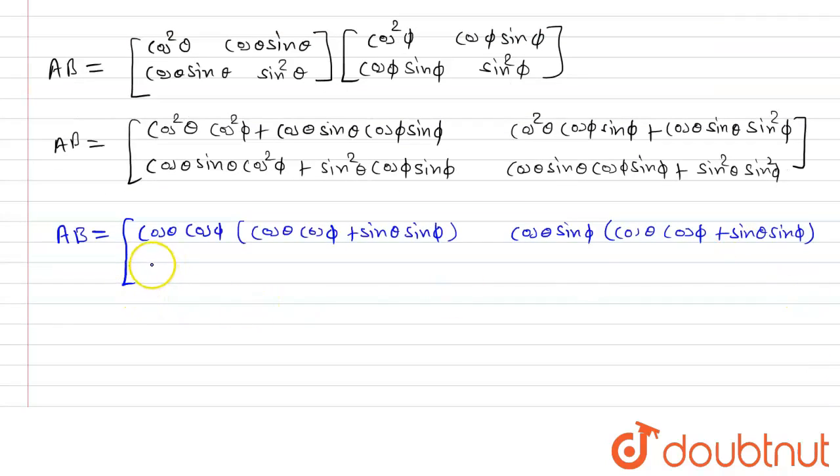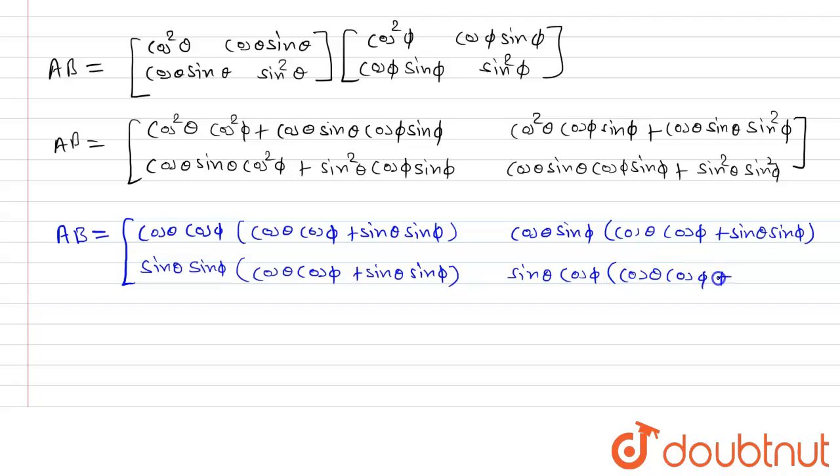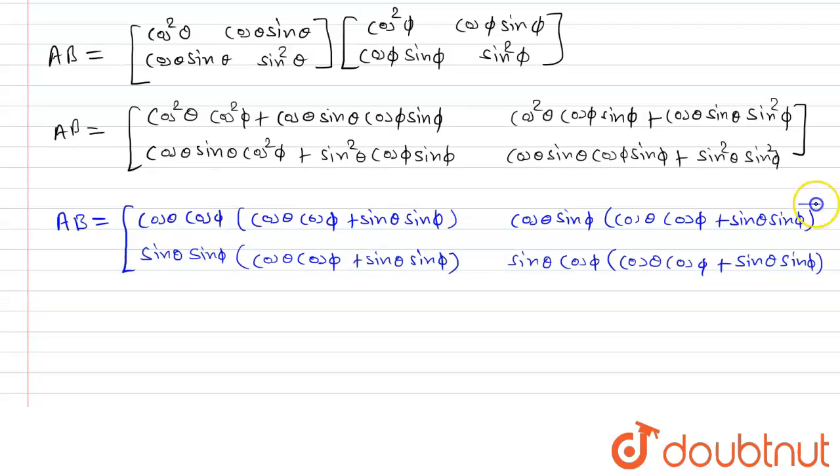Now from the third element we can take common sin theta sin phi, and the remaining will be the same, that is cos theta cos phi plus sin theta sin phi. And from the fourth element we can take common sin theta cos phi, and the remaining will be the same, cos theta cos phi plus sin theta sin phi. So these are the four elements of the AB matrix.